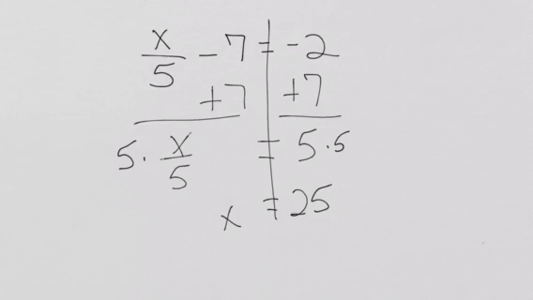So remember, just undo adding and subtracting first, then undo the multiplying and dividing. So it's undo adding and subtracting, then undo multiplying and dividing. And that's why it's called a two-step equation.